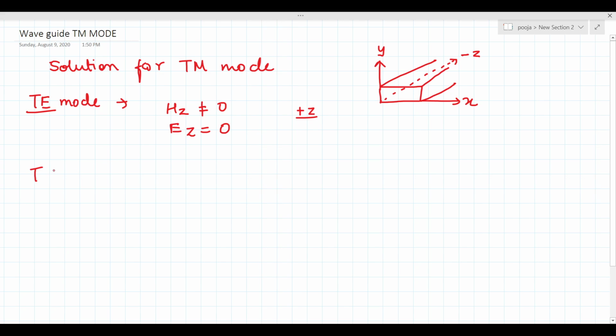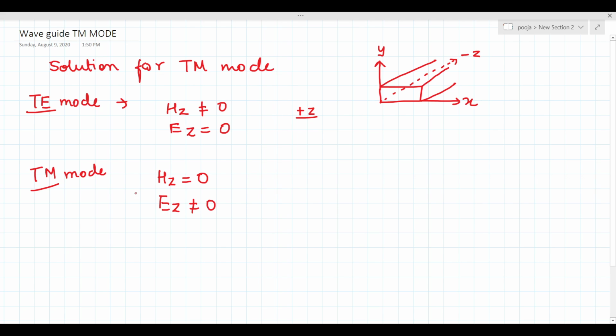So in TM mode, what we'll have? TM mode is the mode in which magnetic field is transverse to the direction of propagation. Means in Z direction Hz will be 0. In order to have wave to exist within the waveguide, and in order to have energy propagation within a waveguide along Z direction, Ez should exist within the waveguide. It should not be 0 in TM mode.